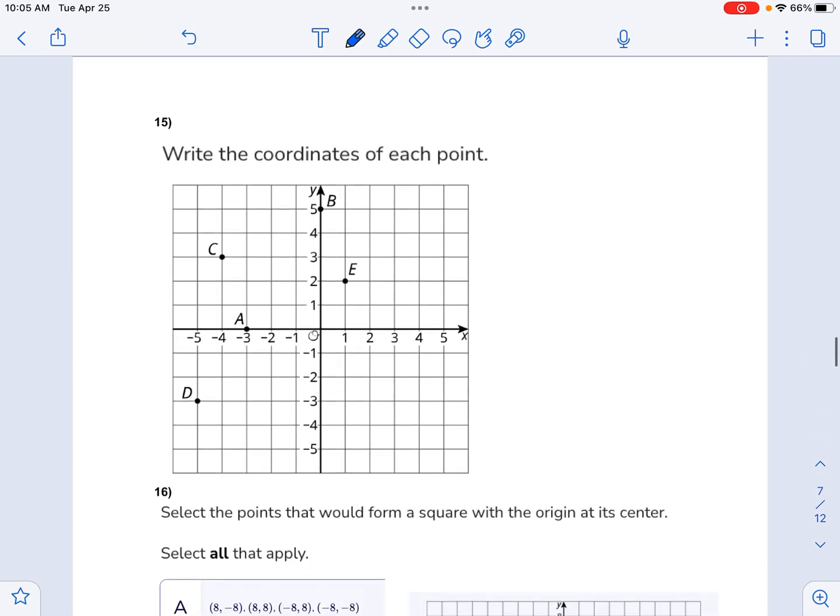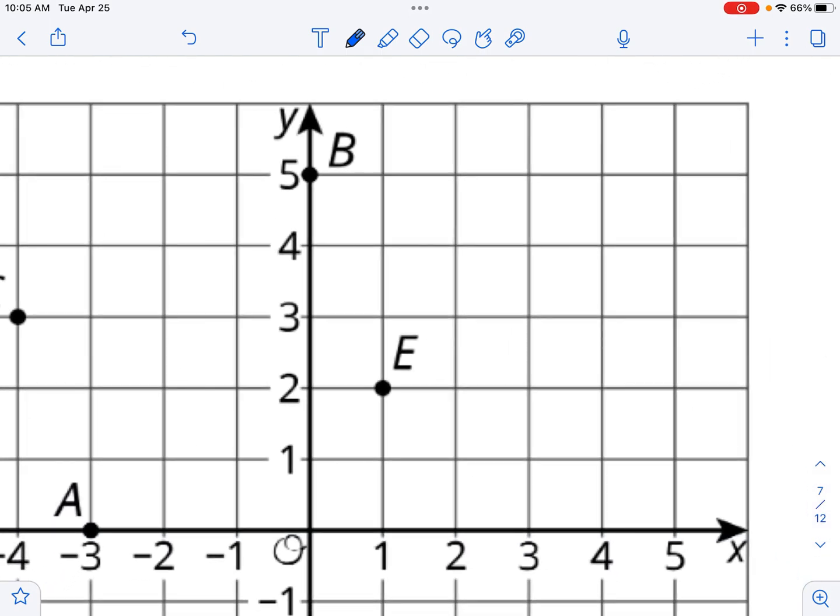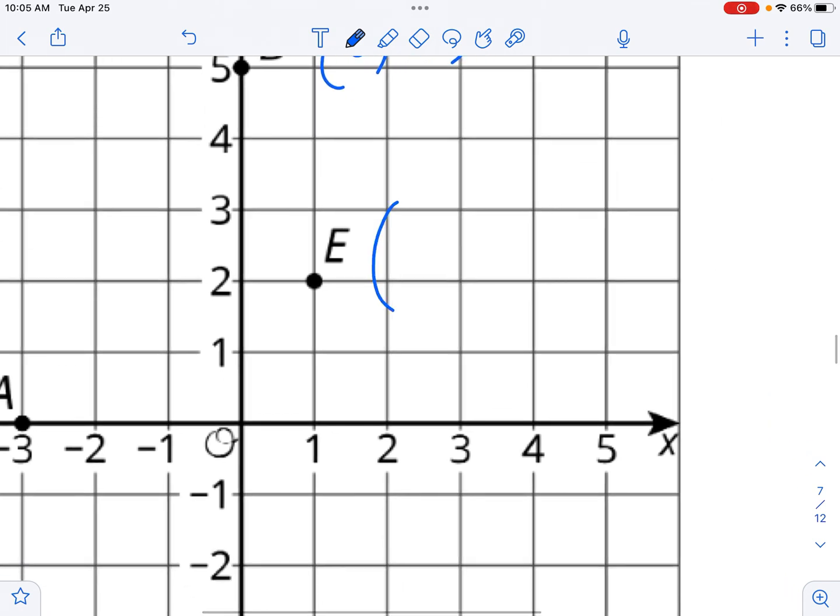Ooh, some more plotting. Yay. Oh, we just got to give coordinates. We can do that. So B is at, it didn't go left or right, so we say 0, but it went up 5. E, we went to the right 1 and up 2.